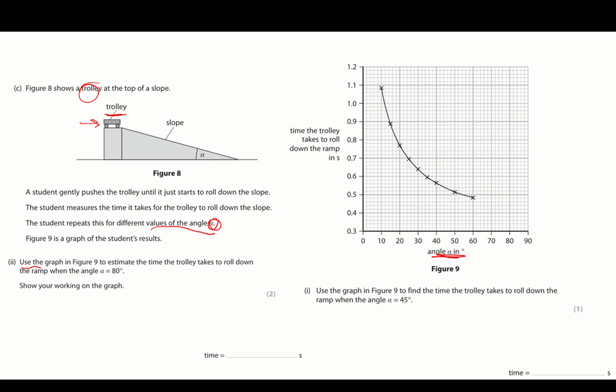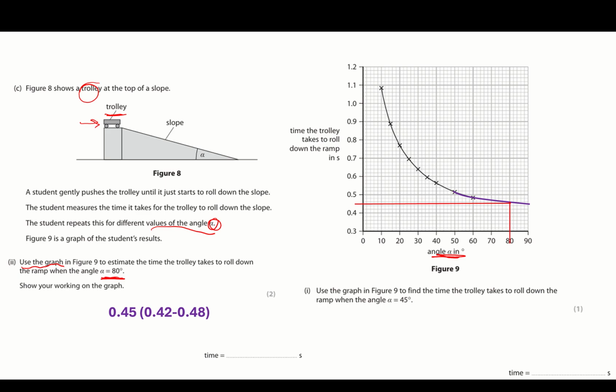It then says use the graph to estimate the time it takes for the trolley to roll down the ramp when the angle is 80 degrees. So what we can see is, well, this bit's missing at the moment here. So we're going to have to extend the line of best fit, then read off from the graph. So extend it, find 80, go across, and I've got 0.45 exactly. And the mark scheme says anywhere between 0.42 and 0.48.